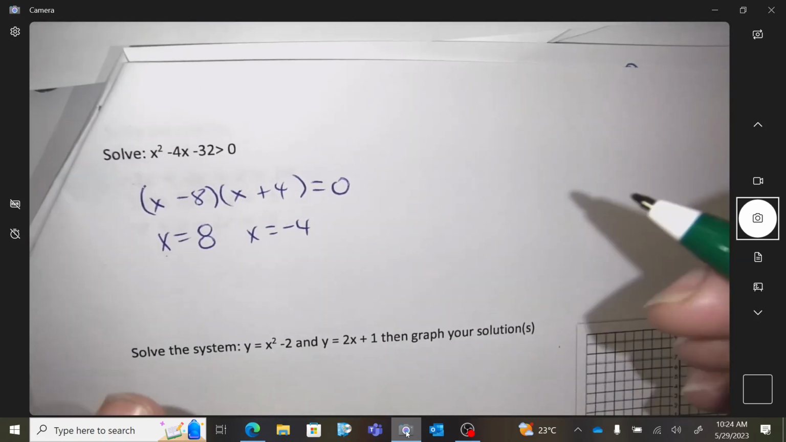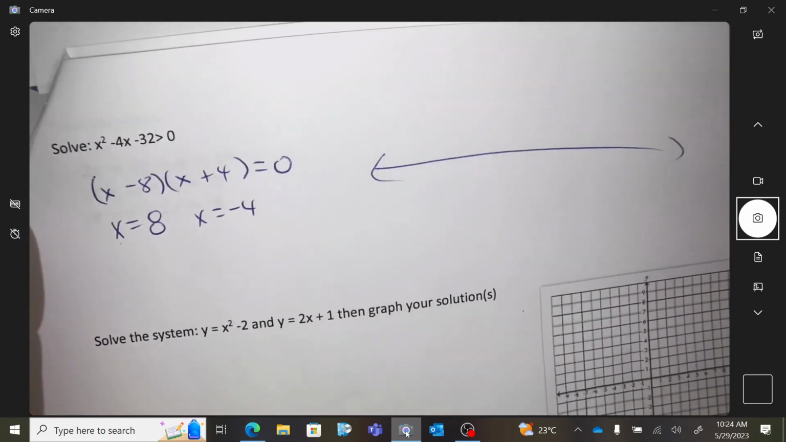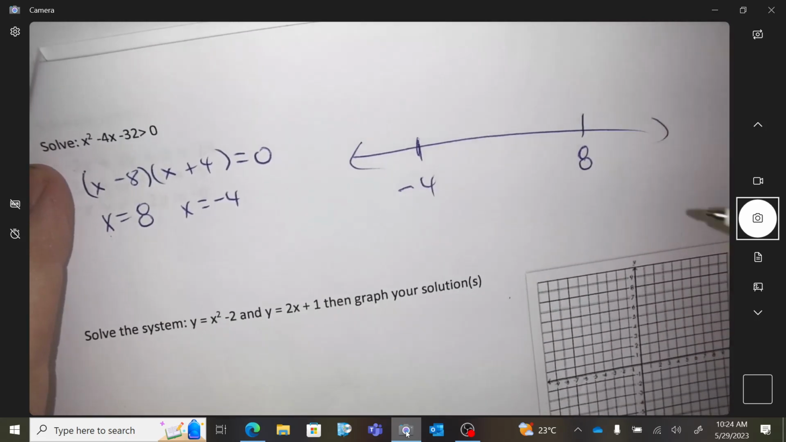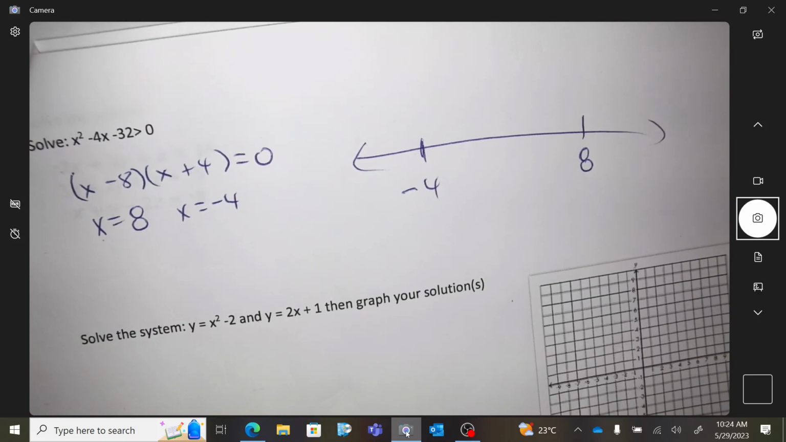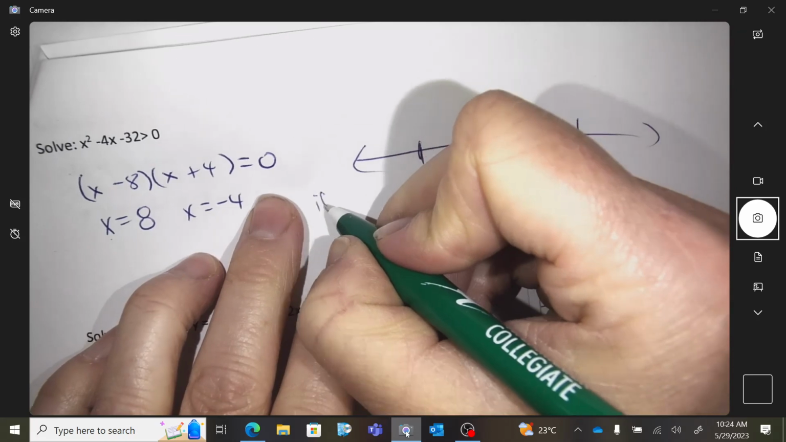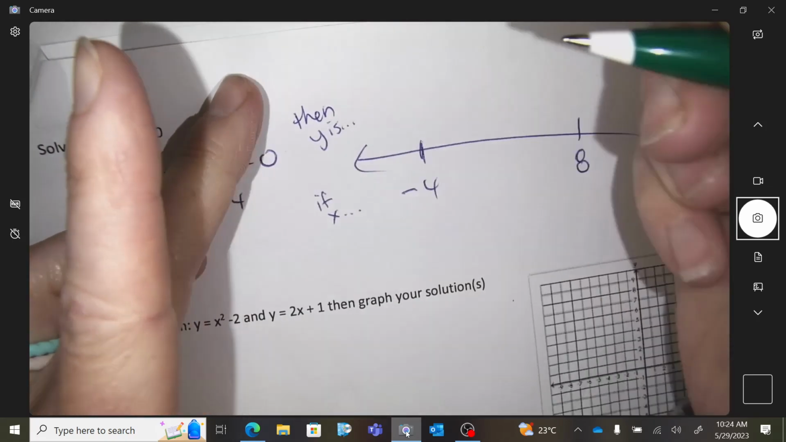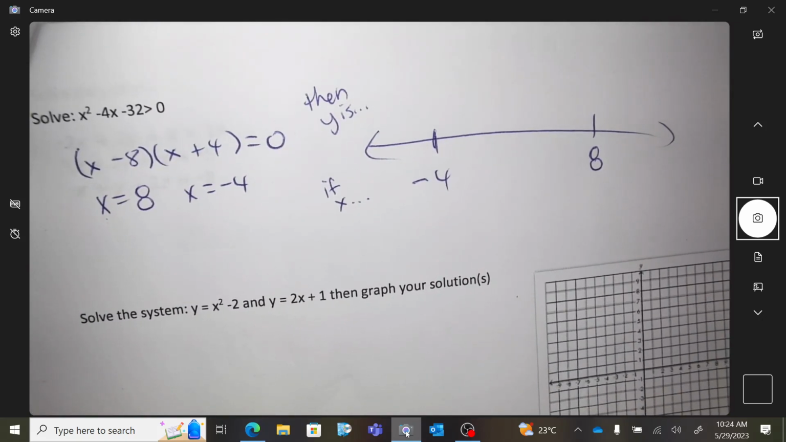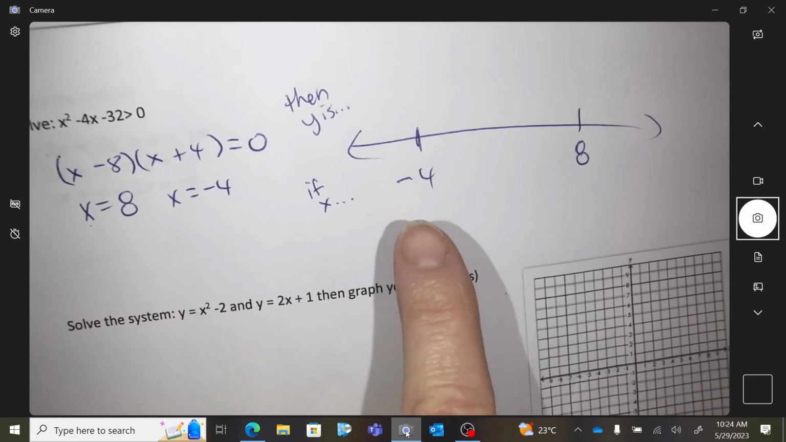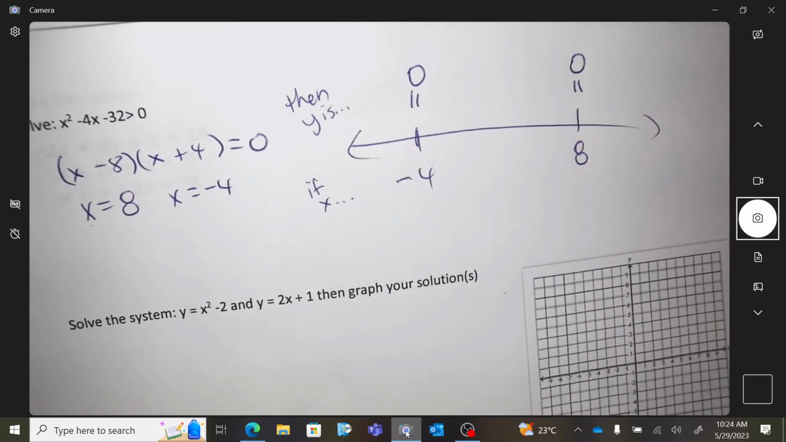Okay, now I'm going to do a number line. And I'm going to put a -4 on there and a +8. So we're basically doing, if x is this, then y is that, that's kind of what we're thinking about. So if x is that, what's happening to y? So I can already write, if x is -4, y is exactly 0 at those spots.